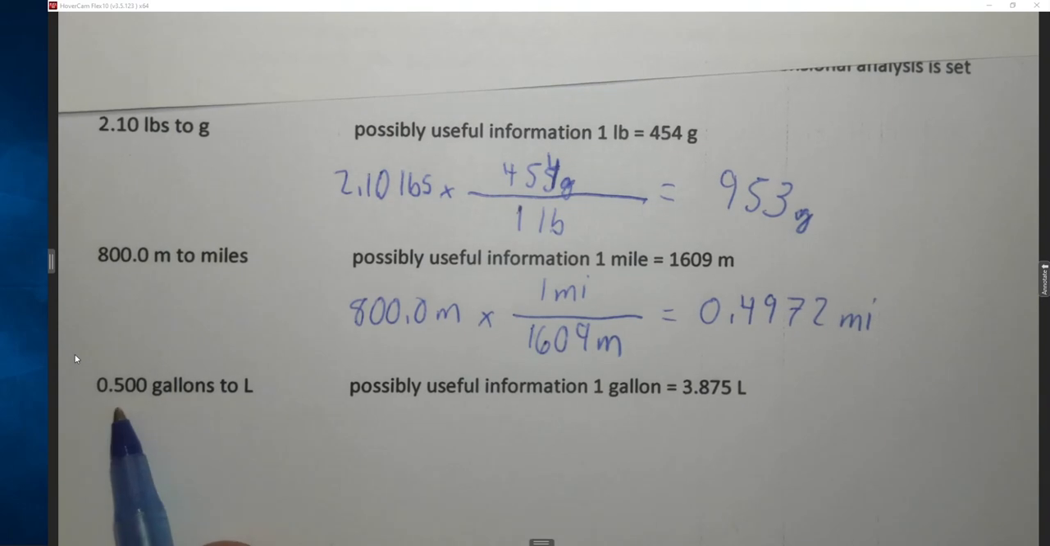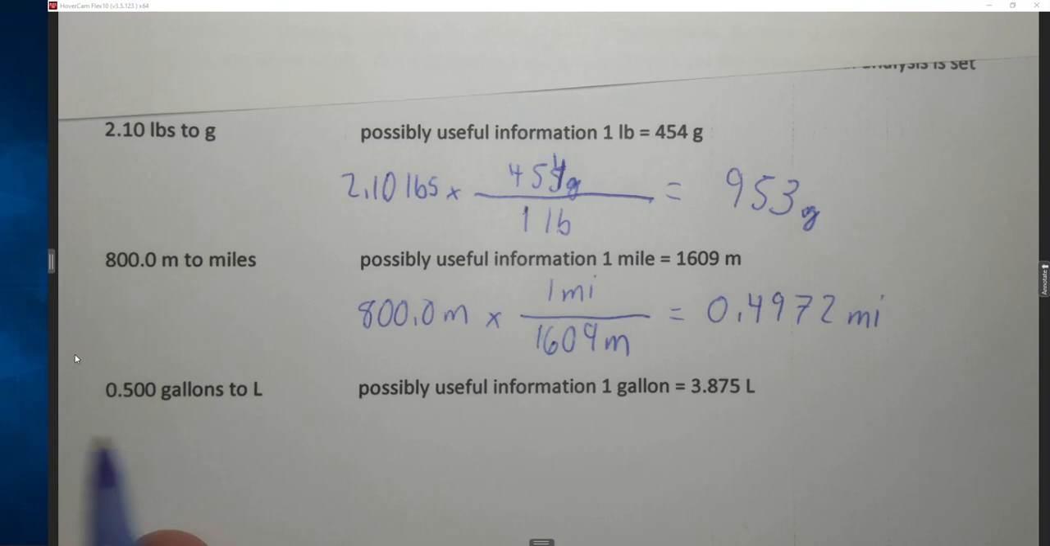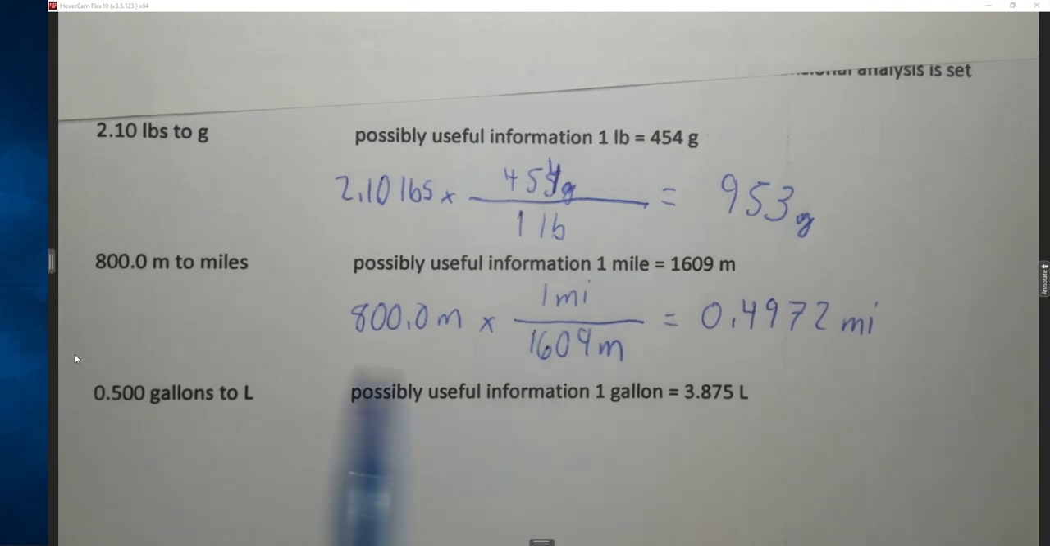Next one. Half gallon to liters. This is also a common thing in a grocery store. Okay, you could buy a half gallon of milk and you could buy a 2-liter bottle of soda, and a half gallon is relatively close to 2 liters. Not quite as close as the half mile is to the 800 meters, but this is a general idea.